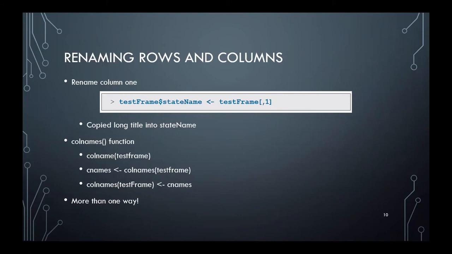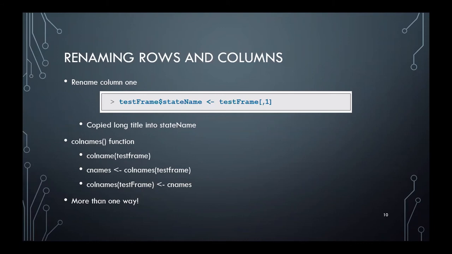Again, there is more than one way to do this. Not a big deal. If you just want to change one column name, you can use the assignment operator like it does here and say all the rows, the first column, name it state name right here after the $ sign. Then you can go in and delete the column with the bad name, because this is going to create a copy of that column and give it the proper name.